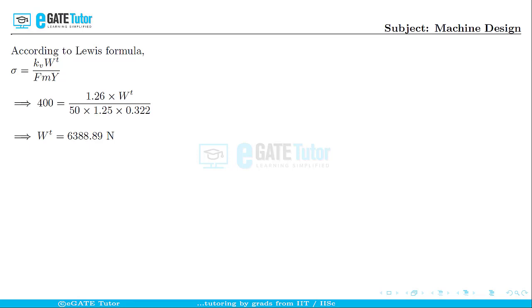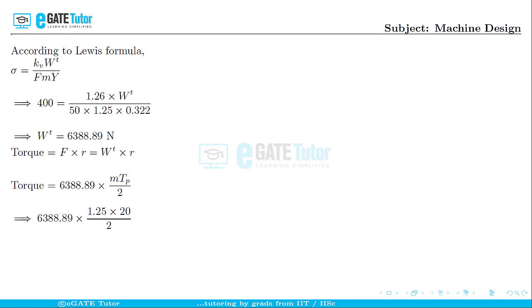We know that torque is nothing but force multiplied by radius, and here the force acting is the tangential load multiplied by the radius. We know that module is nothing but diameter divided by number of teeth, so radius can be written as module multiplied by number of teeth on the pinion, but we need to divide it by 2 because we are writing it in terms of radius. So torque is nothing but 6388.89 into M, number of teeth on the pinion, divided by 2. So substituting all the values and simplifying will give us torque is equal to 79.861 Newton meter.